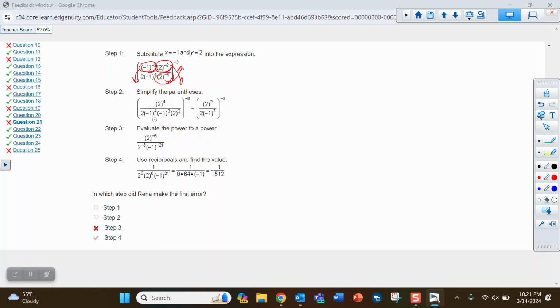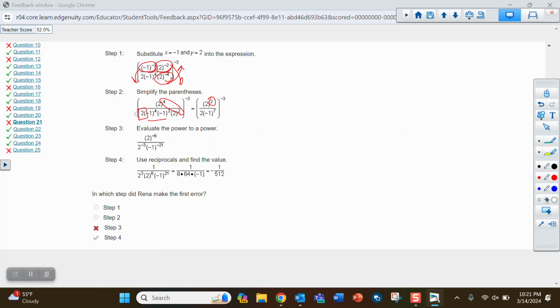Then what happened? We combined those negative 1's and got negative 1 to the 7th. 4 plus 3 is 7. And they combined all of the 2's. So let's see, we did 4 minus 2. Okay, this is weird. They did 4 minus 2 to get that one, and they left this one in the bottom. Not sure why.